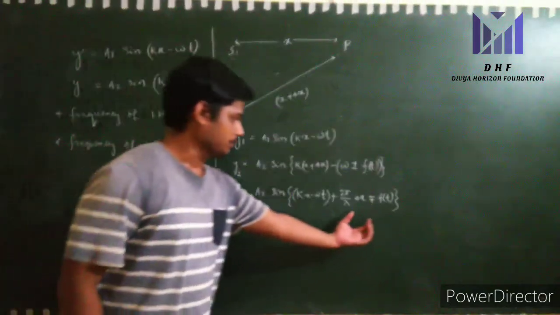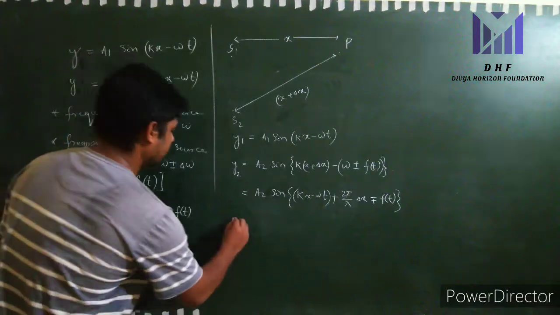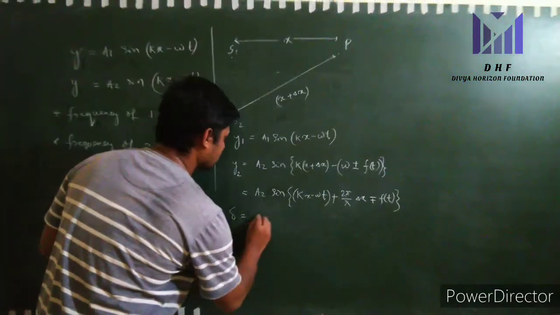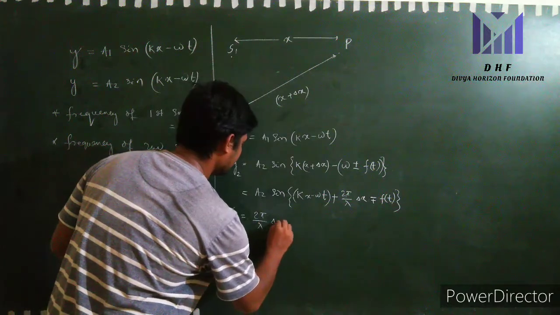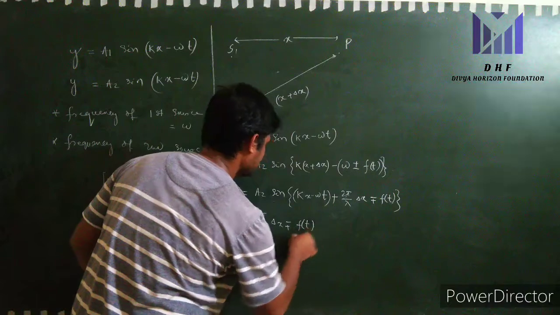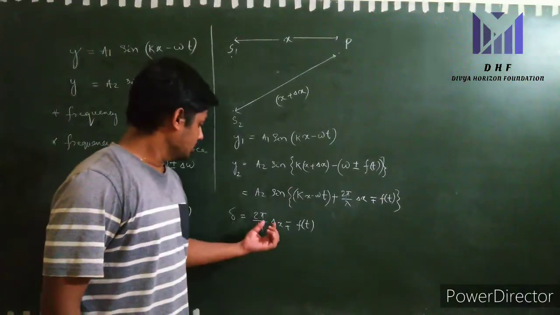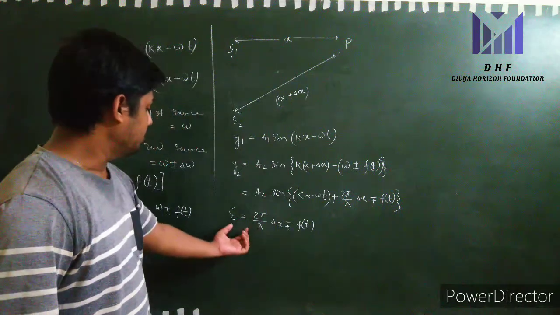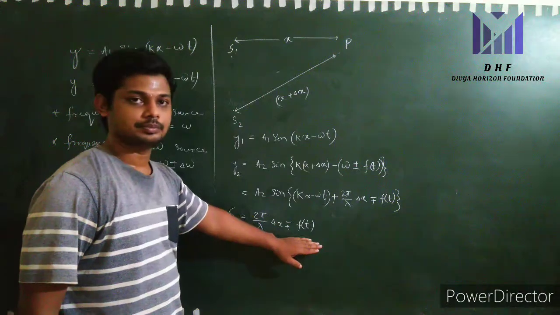So here this term is the phase difference. So the phase difference delta is equal to 2 pi by lambda into del x minus plus f of t. So this is the phase difference. Here we can see that the phase difference delta is changing with respect to time.